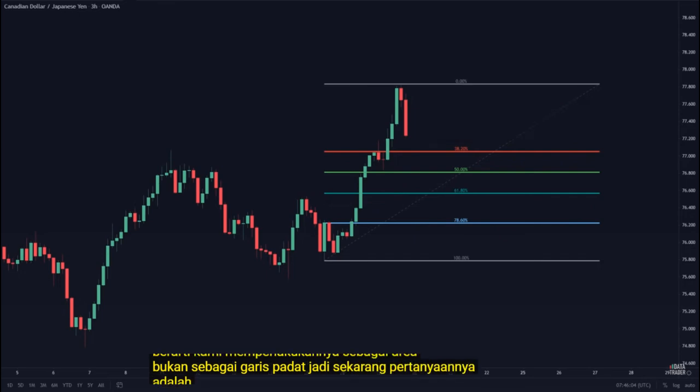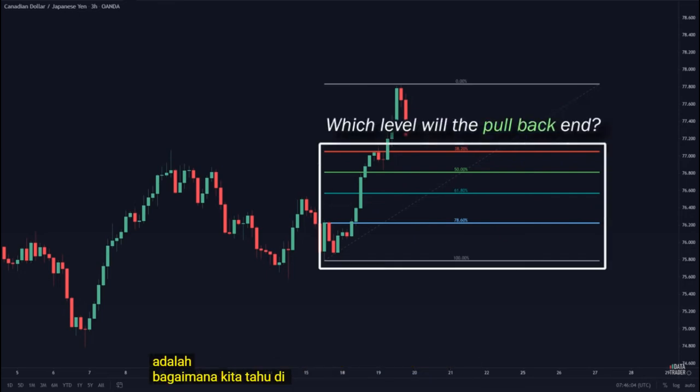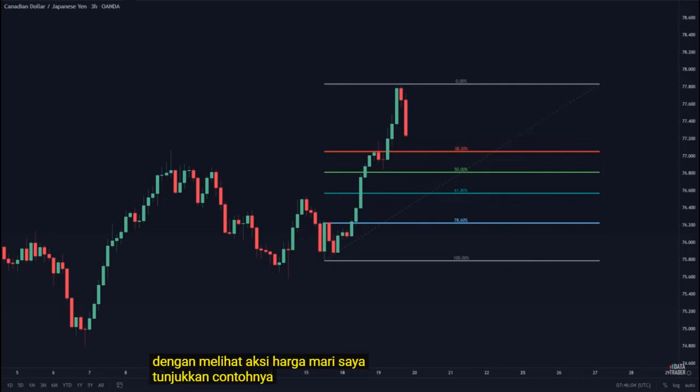So now the question is, how do we know at which level the pullback will end? Well, just like normal support and resistance, you cannot immediately take positions just because price touches one of the levels. You need to wait for confirmation by looking at the price action. Let me show you an example.